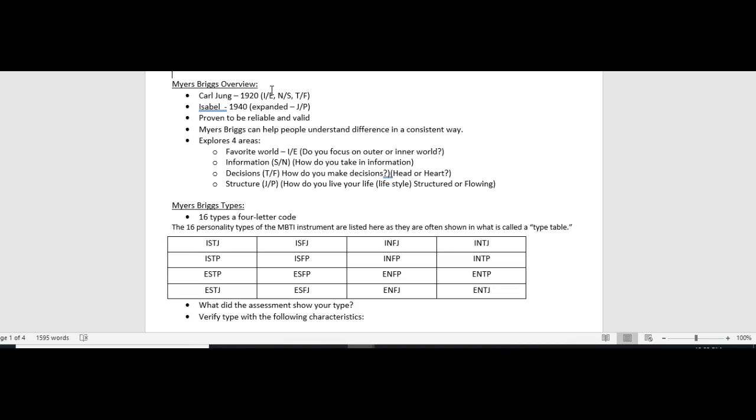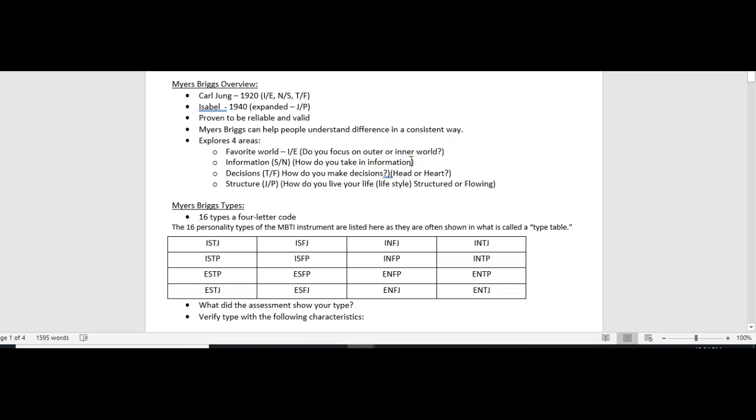So there are 4 areas that it looks at. The first one is called introvert extrovert, the I and E right here, and they call this the favorite world. Do you focus on the outer world, the exterior world around you, or is your focus more on your inner world? Are you more interested in ideas and concepts and how you feel in many ways, rather than the exterior world and what's going on around you? We're going to get more into this in a little bit. So that's your first one: how do you see your world, or how do you experience your world, I guess?